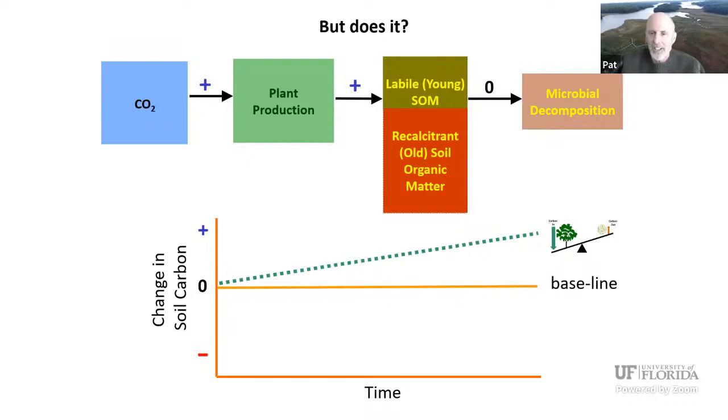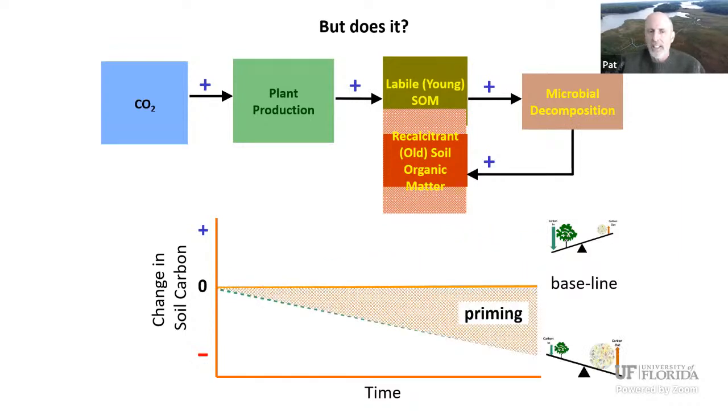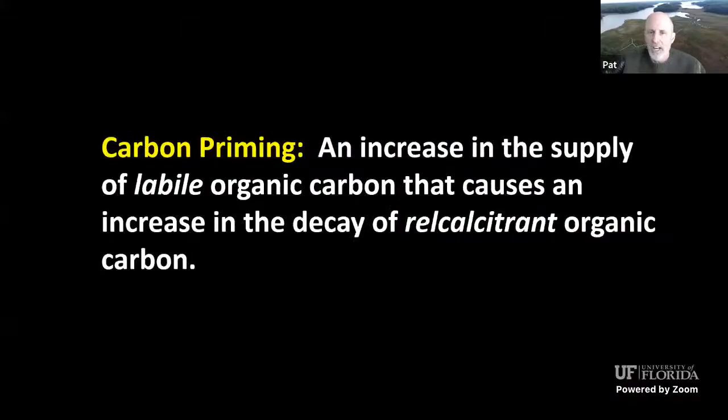However, if you add into this the possibility that that labile carbon could increase microbial decomposition of recalcitrant organic matter, then instead of seeing an increase over time, we could actually see a decrease. That is called priming, a well-known phenomenon that's defined as an increase in the supply of labile organic carbon causing an increase in the decay of recalcitrant carbon.